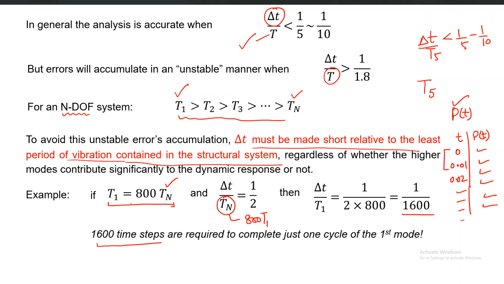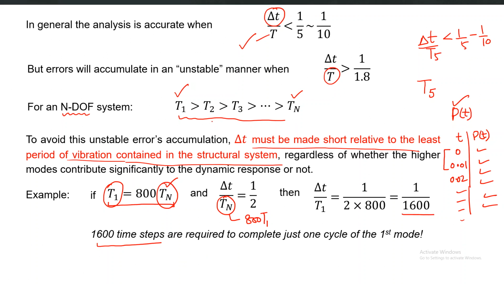So this is just one example to emphasize the fact that you should not use T1, the longest time period, to check whether your delta T is small enough or not. You have to use the shortest time period, which will be for the nth mode. So delta T over Tn should be small enough. And if you check in terms of the first mode in this particular case, you will see that it takes 1600 time steps to calculate just one cycle of the response in the first mode.